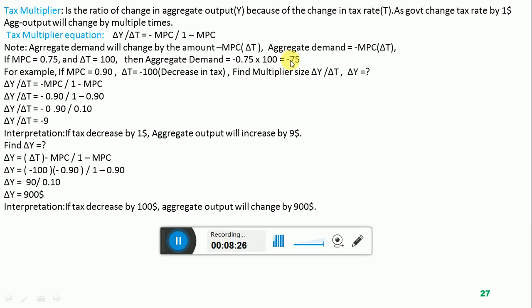This negative sign means a decrease in aggregate demand. And now, how much will demand decrease? $75 million. I'm again repeating, when the government increases the tax rate by $100 million, the demand of the people will decrease by $75 million. So using this formula we can estimate the change in aggregate demand when the government changes taxes. Now come back to the point.